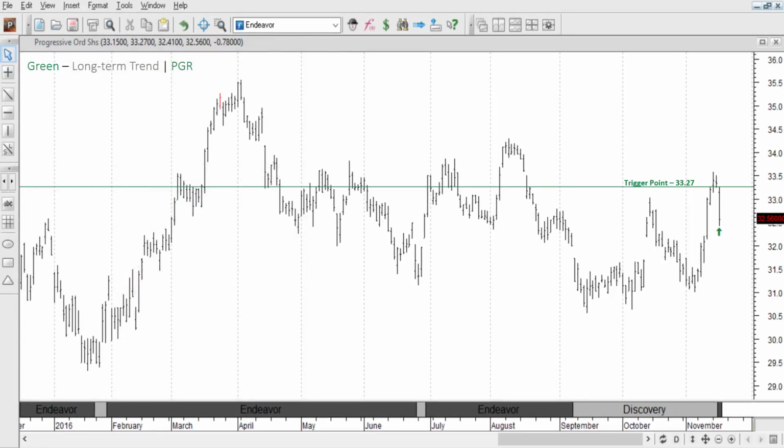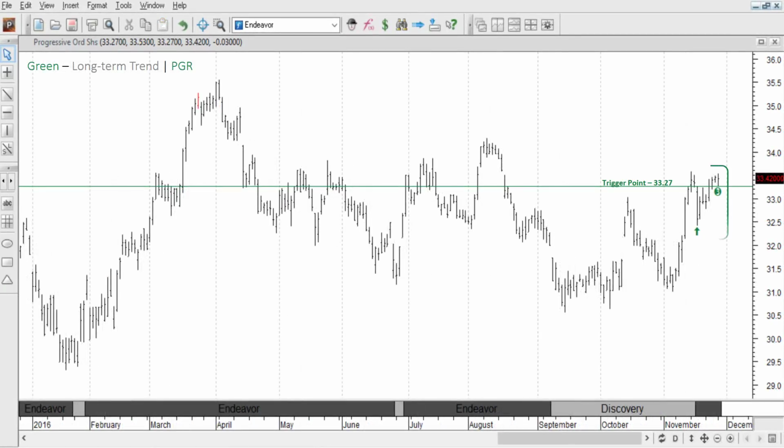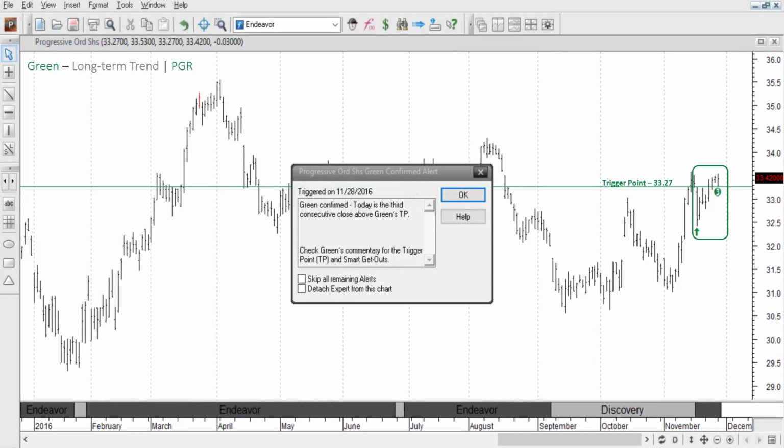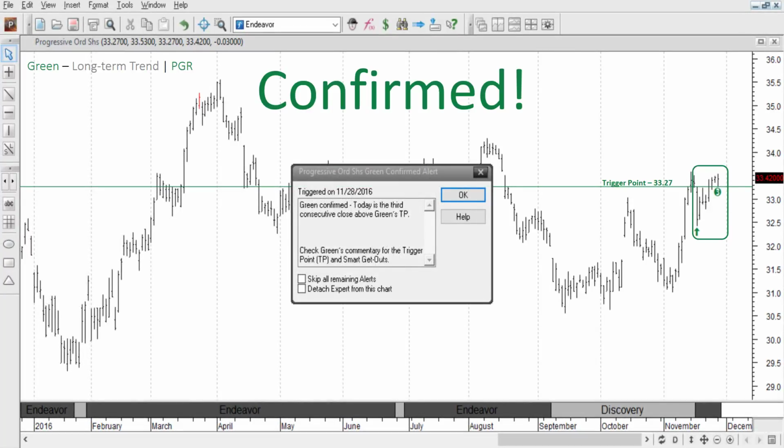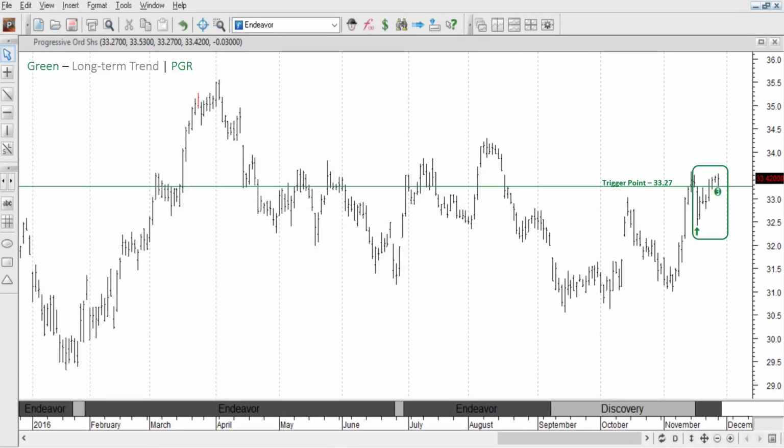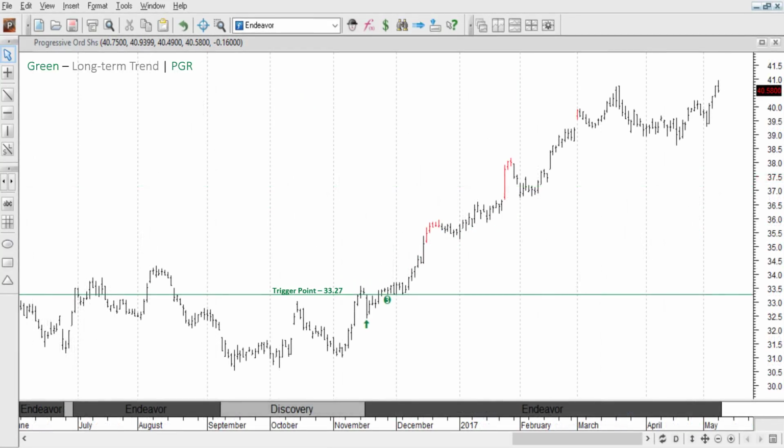Now, I'll get rid of the commentary and wait for our green confirmation signal, which in this example takes 7 days to occur. But when you see the green 3 icon and the green confirmed alert box, that means the signal is confirmed. It's now safe to enter the trade, so hold on tight because price is about to make a long-term upward trend, which lasts for multiple months and made over 19%.